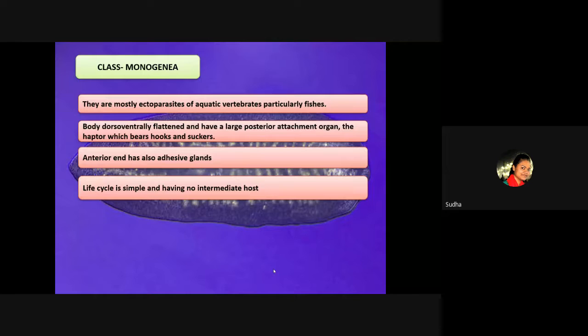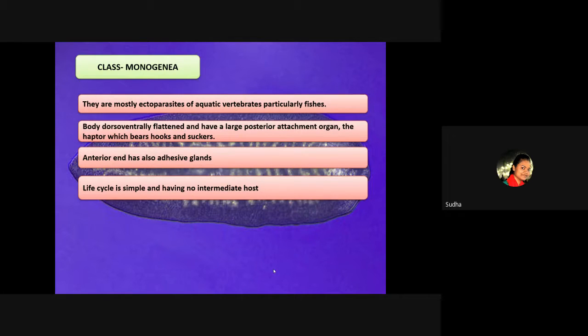The ones who need two hosts to complete their life cycle, we generally call digenetic. Monogenea does not require any intermediate host to complete its life cycle, and they are mostly ectoparasites of aquatic vertebrates, particularly fishes. Their body is dorsoventrally flattened and they have a large posterior attachment organ known as the haptor, which bears hooks and suckers. You will find this special characteristic in monogeneans.